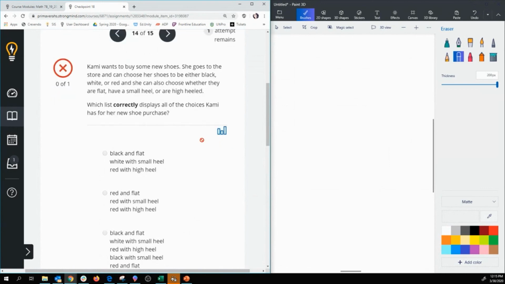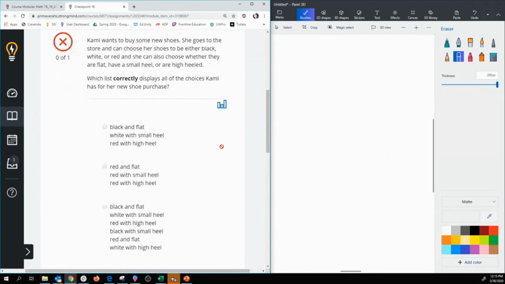All right. So Cami is going to buy some new shoes, and she goes to the store, and the shoes that she wants can either be black, white, or red. And she can also choose shoes whether they're flat, have a small heel, or have high heels. We want to know which list correctly displays all of the choices that Cami has for her new shoes.